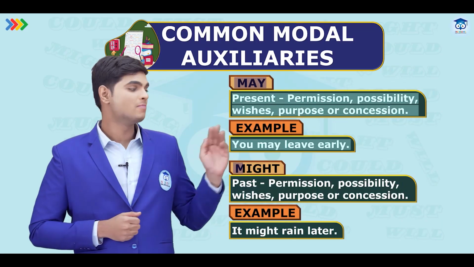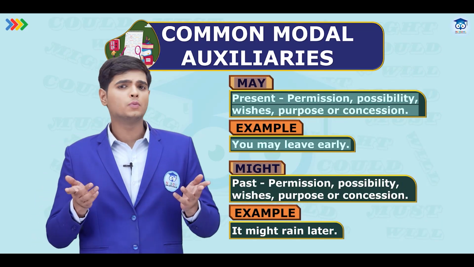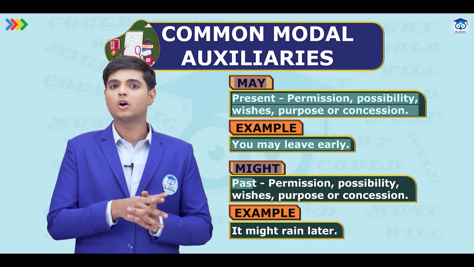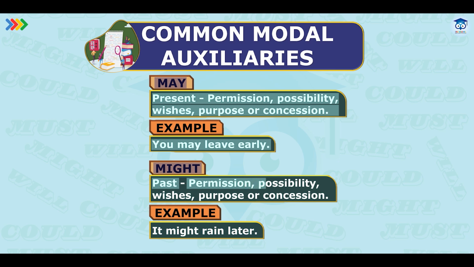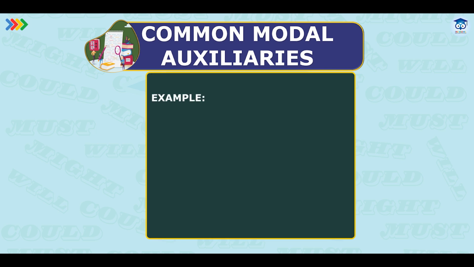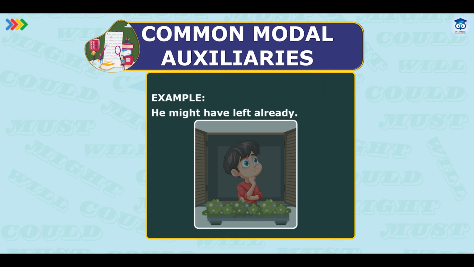Next is might, which is quite similar to may, but it's used for past or when the chance is weaker. It is used for permission, possibility, wishes, purpose or concession in the past. Let's read the sentence. It might rain later. That's a possibility, but we are not very sure. Another example could be he might have left already. Again, showing uncertainty in the past.